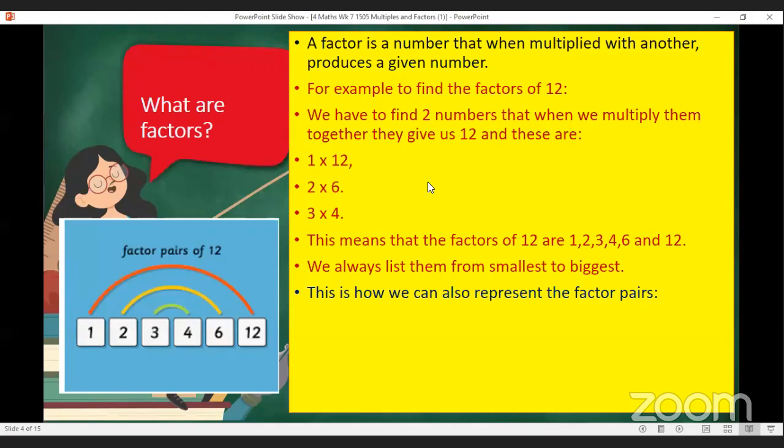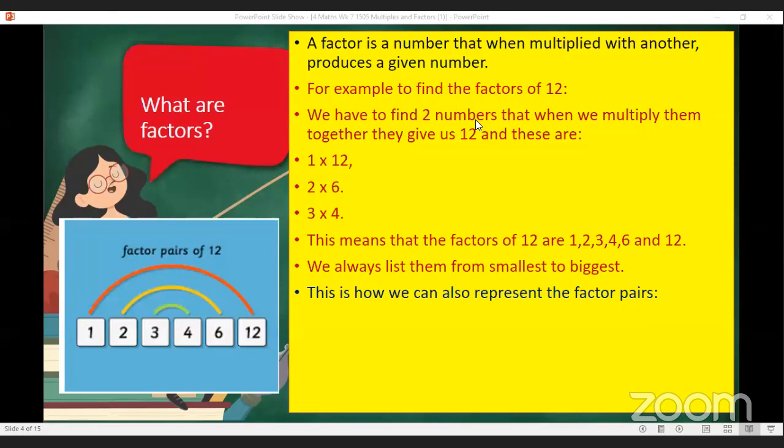So it's 1 and 12. And then the next pair, you have to check. So you go with the numbers. The next one is 2 and 6. So if I say 2 times 6, I get 12, right? So this means that 2 and 6, if we say 2 times 6, we get 12.